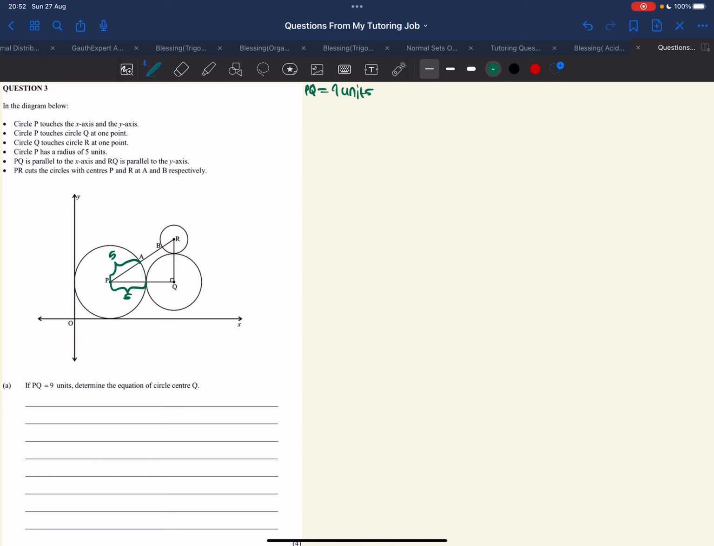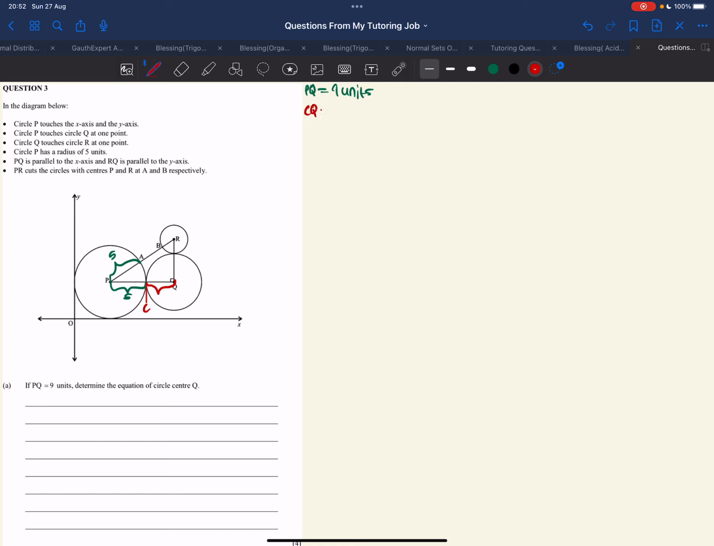Now in that circle, remember that the radius of the circle with center P is given as 5 units. If we want that length over there, which is basically going to be the radius of circle Q, let's just call that point between P and Q, C.